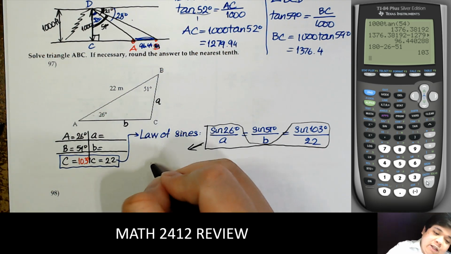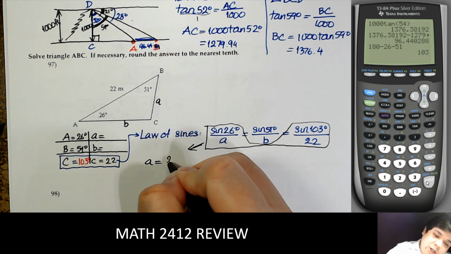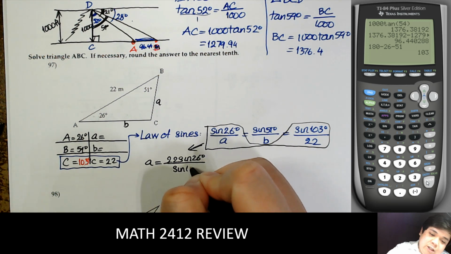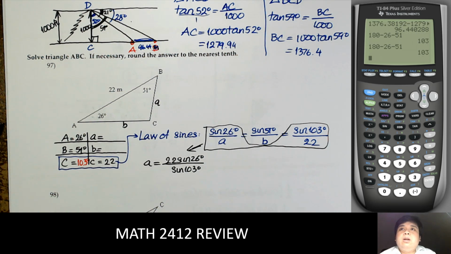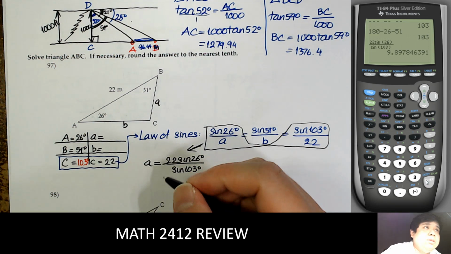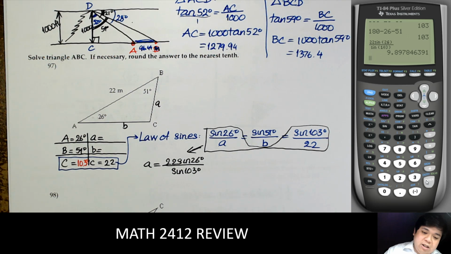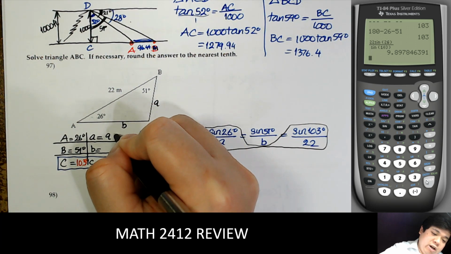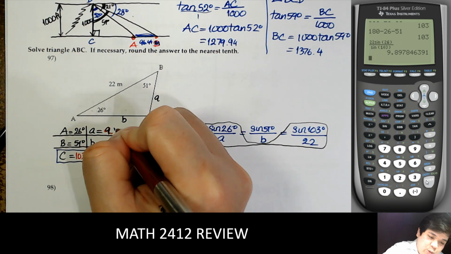Cross multiply, we solve for A, so we can write A equal to 22 sine 26 divided by sine of 103. We actually can enter a fraction too, so A equals 22 sine of 26 degrees divided by sine of 103 degrees, and we have that. I round the answer to the nearest tenth, so that's 9.9. I don't have the unit, so just put 9.9. Put that in red so we know that we found it.